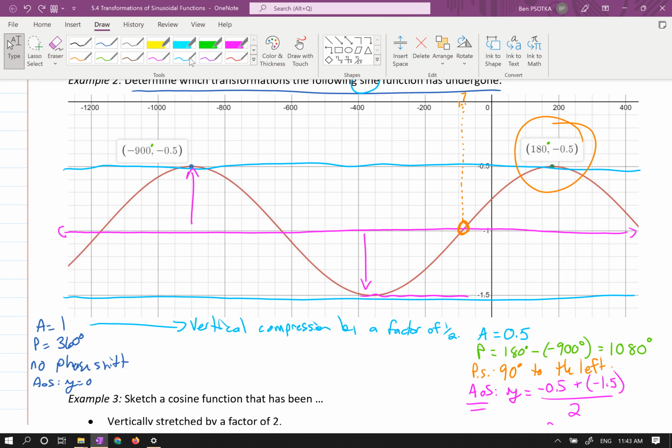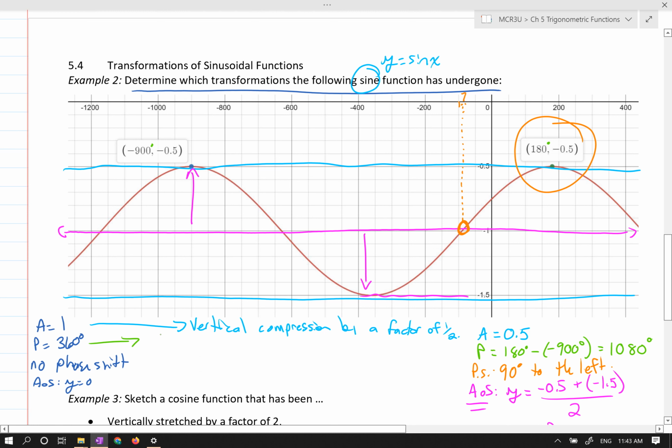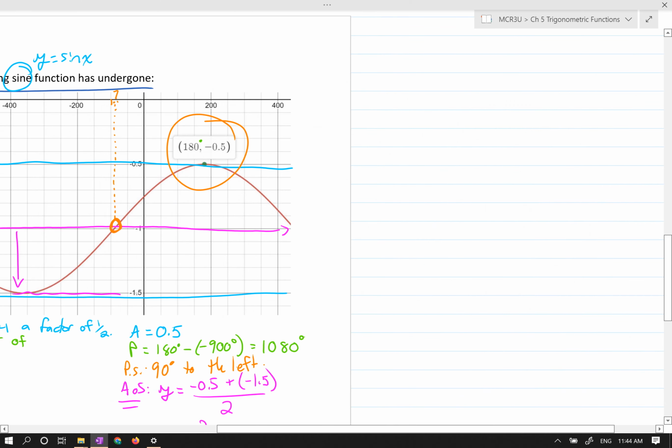Good, then I look at my period. And this one, like we said before, is getting a little more complicated, but I can see my period was 360 degrees, now it's 1080 degrees. That's a period that increases in size, so we have a horizontal stretch, not a compression, by a factor of, and then we have to check. Well, 360 degrees times 2 is 720 degrees. Times 3, that's when we're going to get to 1080 degrees.